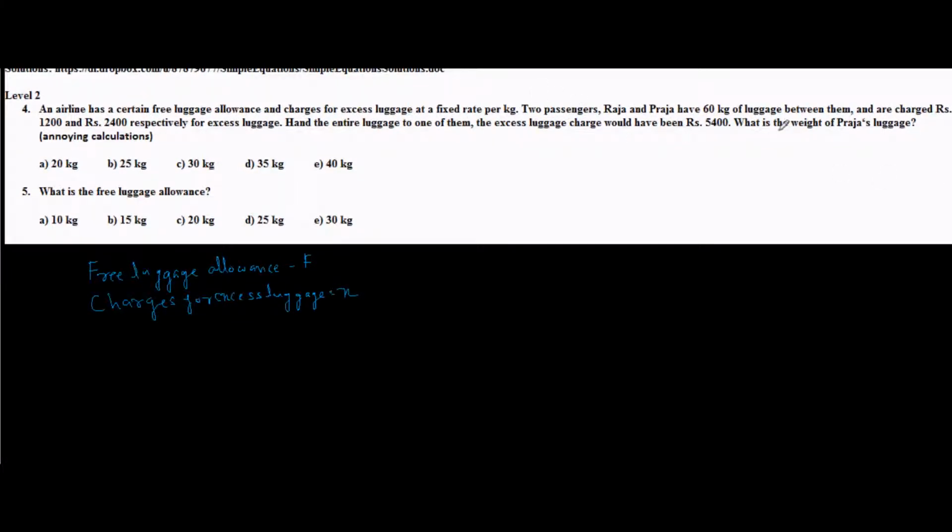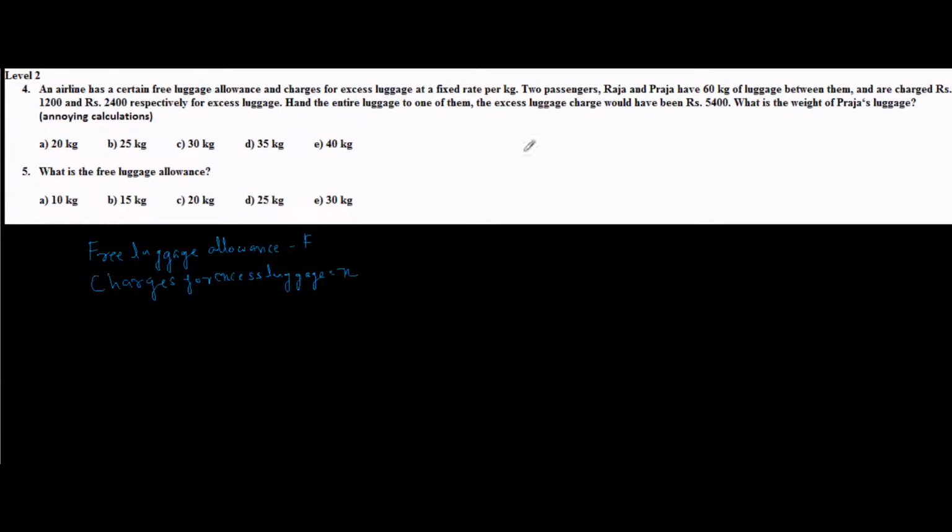Two passengers, Raja and Praja, have 60 kg of luggage between them and are charged rupees 1200 and 2400 respectively. So this is cool. Raja is charged rupees 1200 and Praja is charged 2400 respectively for excess luggage. Had the entire luggage been handed to one of them, the excess luggage charge would be rupees 5400. What is the weight of Praja's luggage? So instead of continuing with forming relations with my unknowns, I read the full question and found out what they are actually asking. They are asking what is the weight of Praja's luggage given this data.